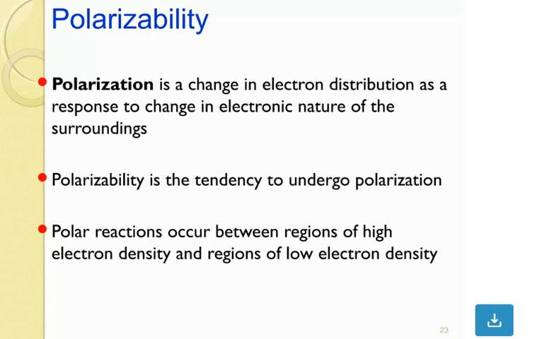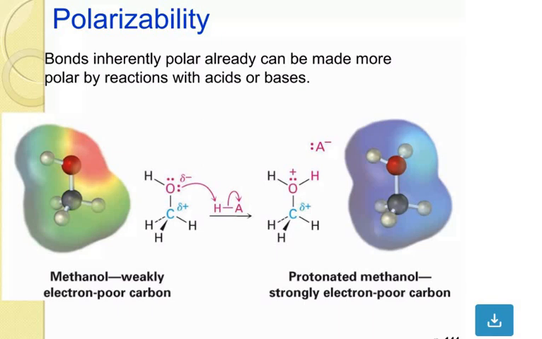You know, my friend, polar reaction occurs between regions of high electron density and regions of low electron density. You can see the phenomenon of polarizability in this example. A bond inherently polar already can be made more polar by reaction with an acid or base. You can see carbon partially positive and oxygen partially negative. It reacts with acid, forming partially positive on oxygen and partially positive on carbon, and negative charge on A. So methanol has a weakly electron poor carbon and protonated methanol a strongly electron poor carbon.